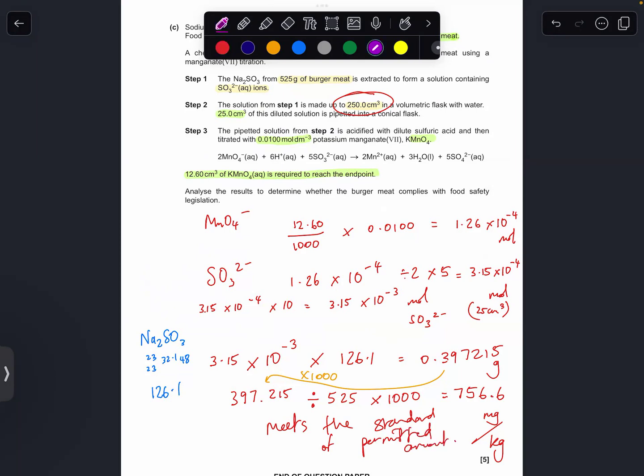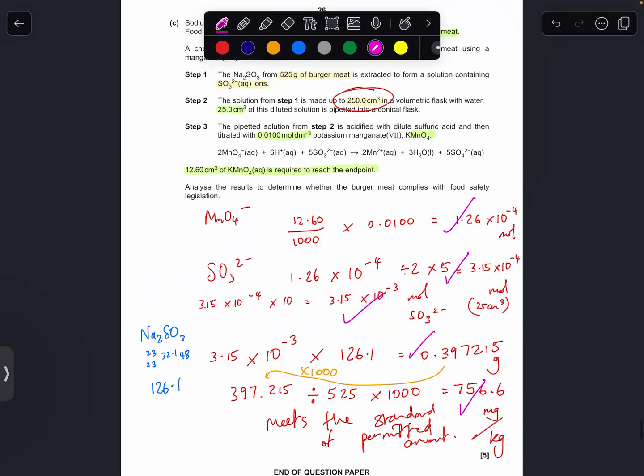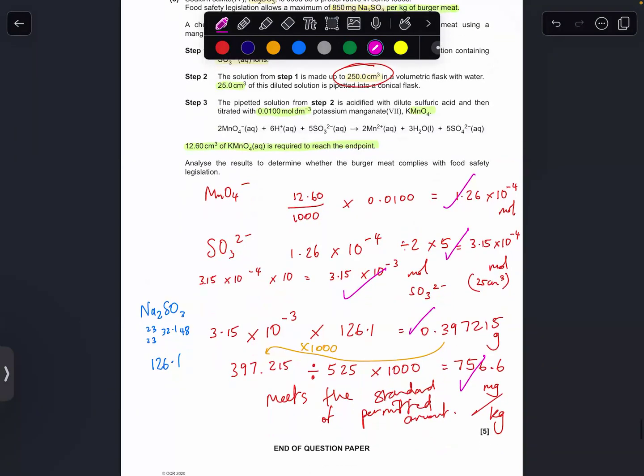Where are the 5 marks from? Volume times concentration, using the ratio, scaling it from 25 to 250, working out the mass of sodium sulfite, and then checking to see if it meets the standard. 5 marks. And the question paper. I'll see you tomorrow.